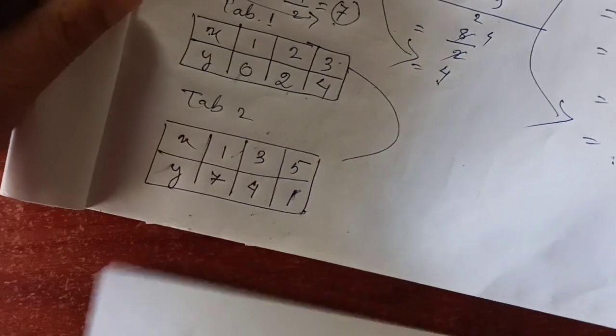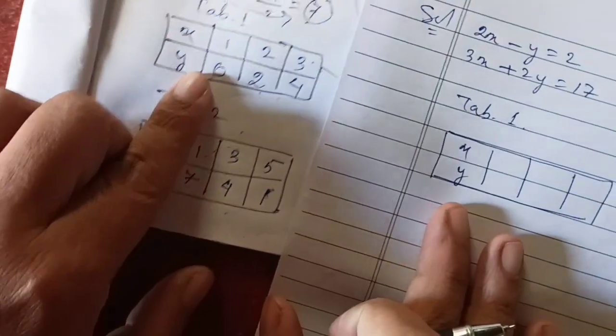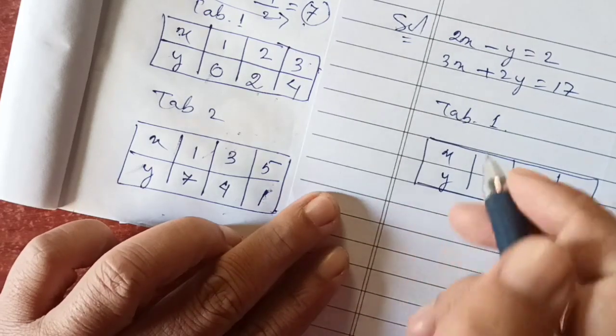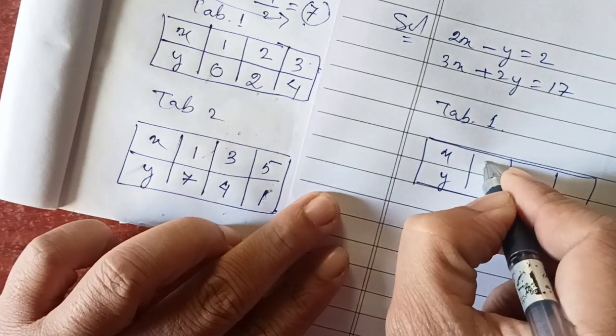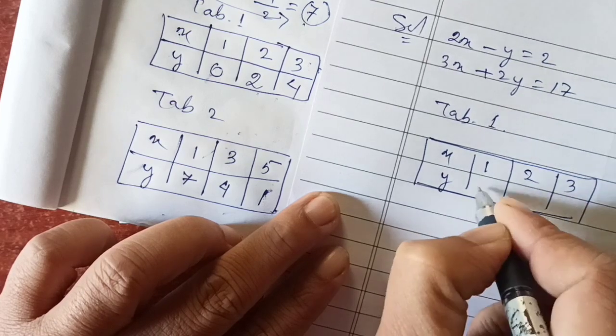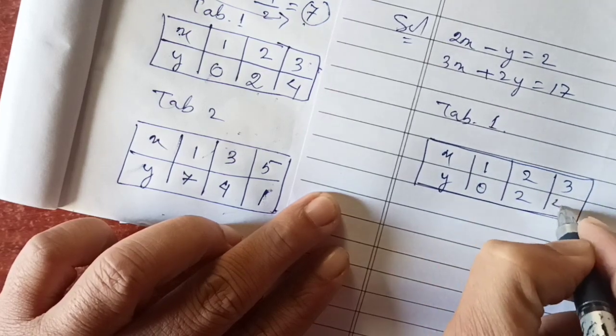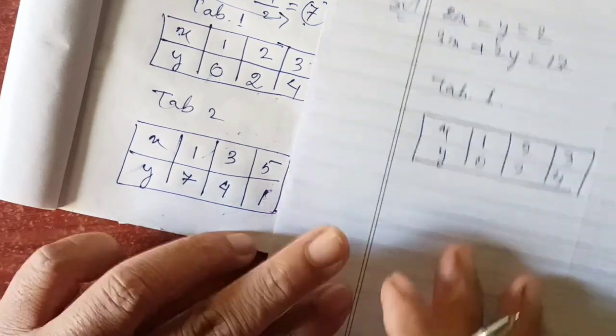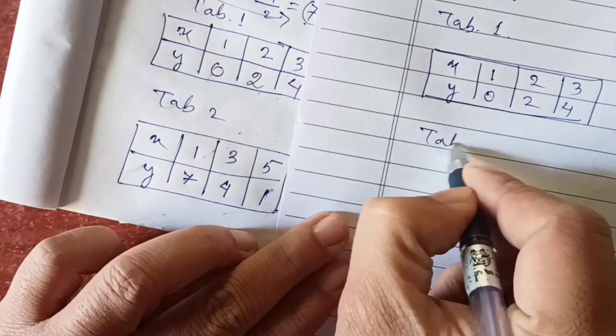x, y. Okay, here table 1 value. Table 1 value is already here. Well, let me just copy the table 1 value. That is 1, 2, and 3, 0, 2, and 4.